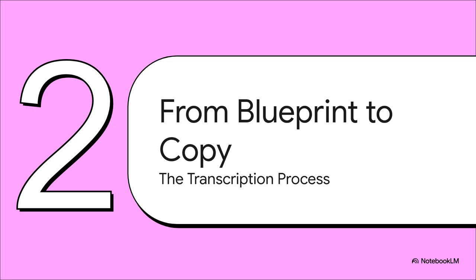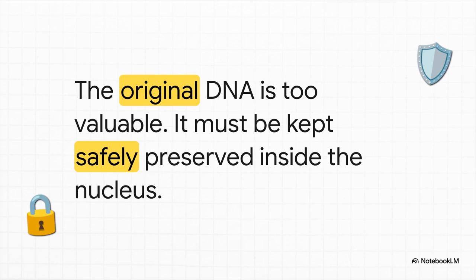So we've got our blueprint locked up tight in the nucleus, but the factory floor, where all the action happens, is outside. And that, right there, presents our first major problem. Think about it. You wouldn't take the one and only master plan for a skyscraper and drag it out onto the muddy, messy construction site, would you? Of course not. It could get wrecked. Well, the cell thinks the exact same way about its DNA. It is the master copy, and it has to be protected at all costs inside that nucleus. So how do you get the instructions out to the workers?